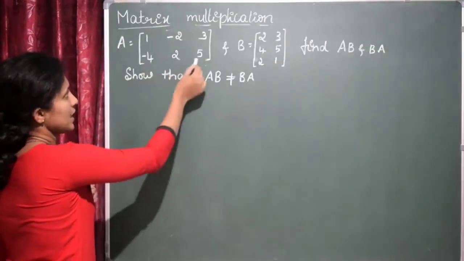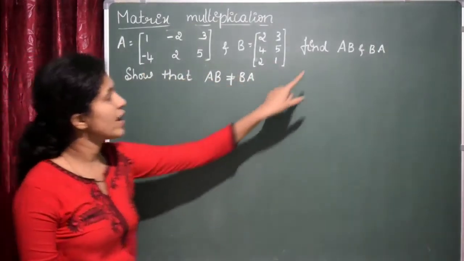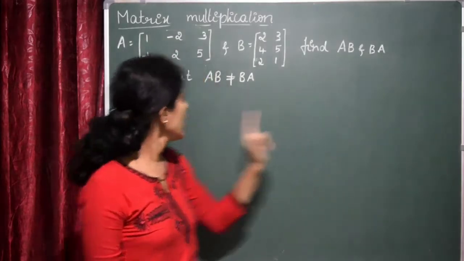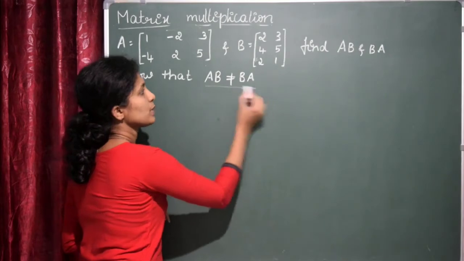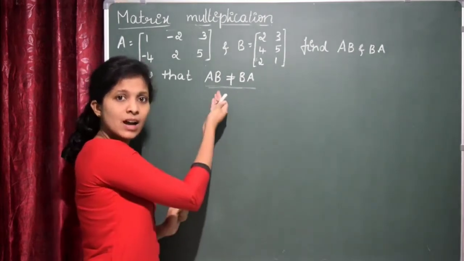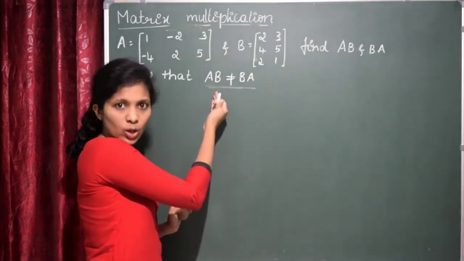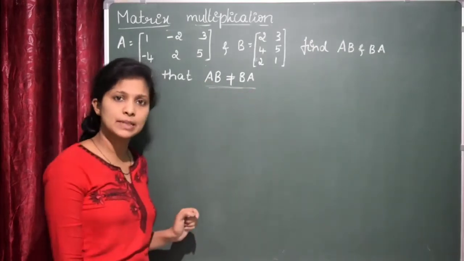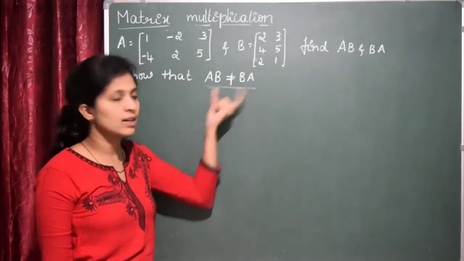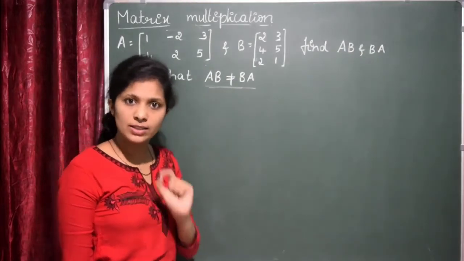It is given that matrix A and matrix B are given. Find AB and BA. Show that AB is not equal to BA. You have to show this one. That means the matrix multiplication is not commutative, right? If AB is equal to BA, then only we can say that multiplication is commutative. But here the matrix multiplication is not commutative.